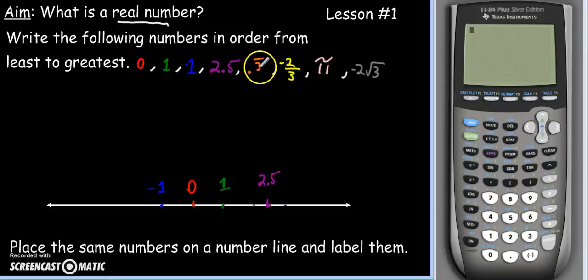Okay. 0.3, this little bar here means repeating. So that's really the same thing as 0.3333, and then the 3's repeat forever. So that's what the bar means. So 0.3 repeating is going to be located somewhere between 0 and 1, closer to 0, about 0.5, 0.4, 0.3, so a little bit to the right of 0.3. So that would be 0.333, or just to be consistent with what the question asked, just 0.3, repeating.